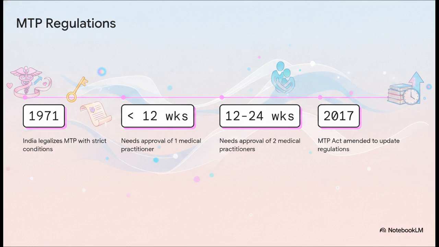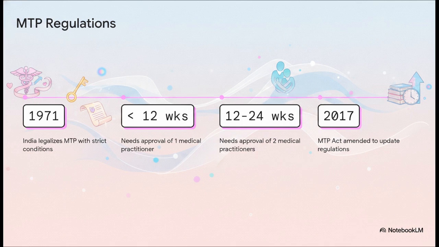Because it involves deep ethical and social aspects, MTP is strictly regulated. India legalized MTP back in 1971, primarily to reduce illegal, unsafe abortions that were severely harming maternal health. Under the current guidelines, which were notably amended in 2017, for a pregnancy up to 12 weeks, so the first trimester, the approval of one registered medical practitioner is required. For pregnancies between 12 to 24 weeks, the approval of 2 doctors is legally mandated.